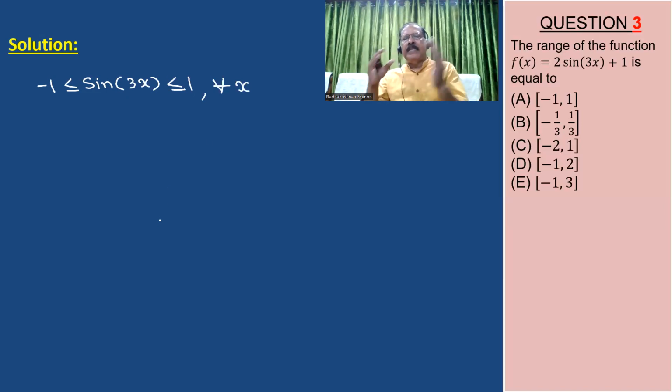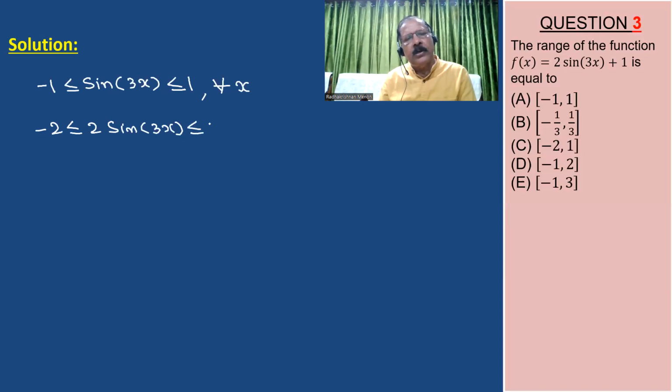Now, step by step, by using the property of inequality, we are trying to reach f of x. Let us see. First, we multiply throughout by 2. 2 is a positive number, so the inequality will not change. So when you multiply by 2, you get minus 2 less than or equal to 2 into sine 3x less than or equal to 2. Now, for getting f of x, you have to add 1. So adding 1, no problem, because the inequality will not change.